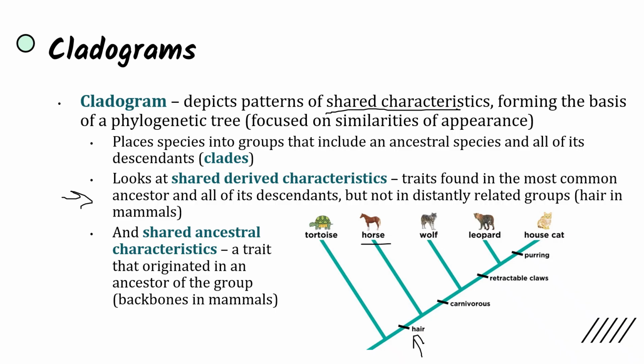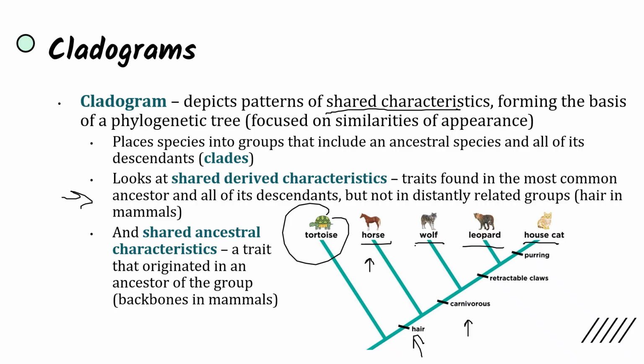So horses are going to have hair, wolves are going to have hair, leopards are going to have hair, and house cats are going to have hair, but tortoises are not going to have hair. They came before hair became a shared derived characteristic that evolved. Then the next step is carnivorous. Horses are not going to be carnivorous.